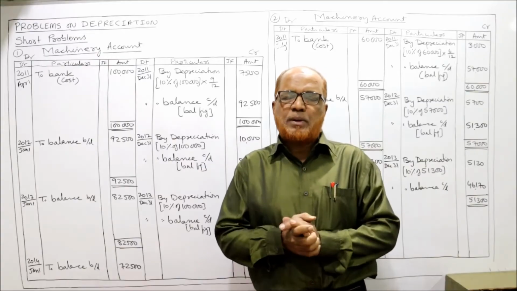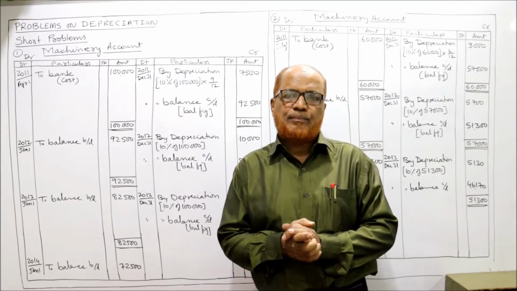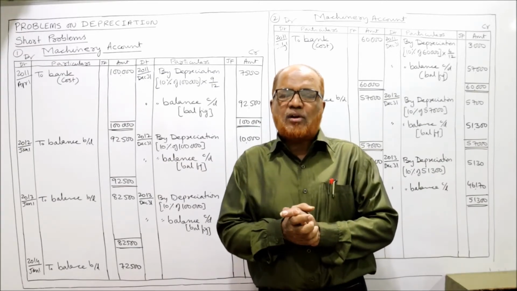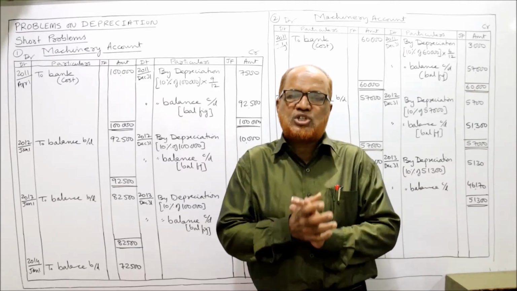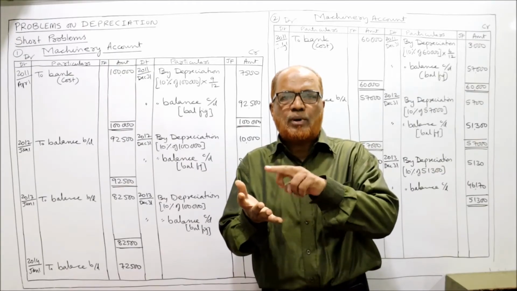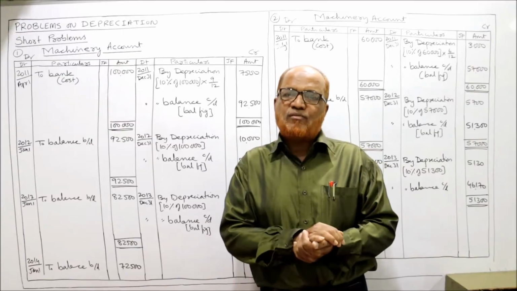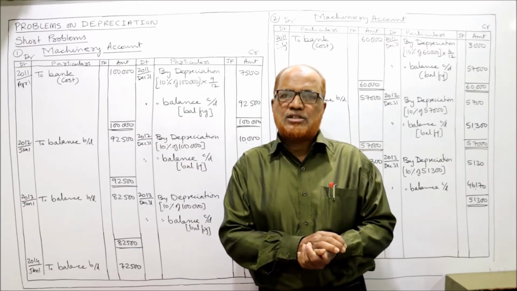And the machine was purchased on 1st April 2011. Accounts are closed on 31st December. So how many months do we take depreciation for in the very first year? April, May, June, July, August, September, October, November, December: 9 months. So we provide depreciation for 9 months in the first year of purchase, right?